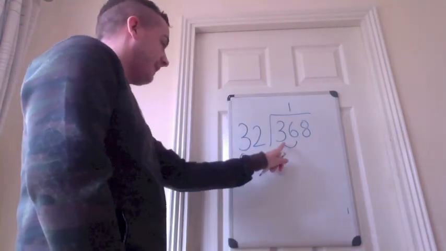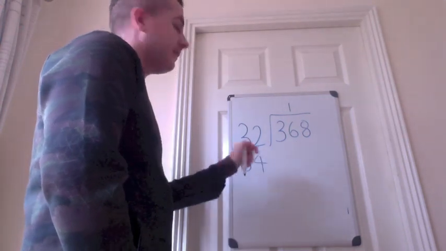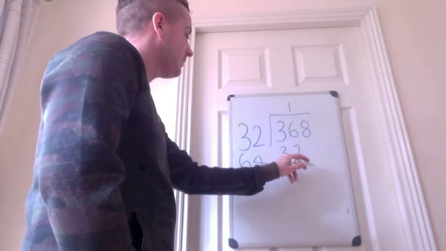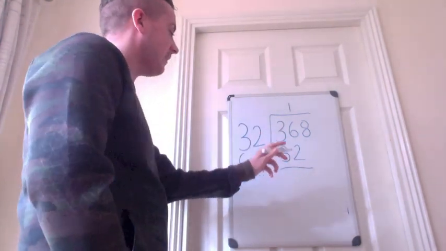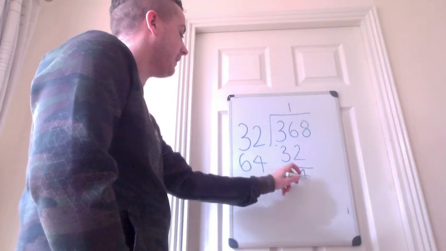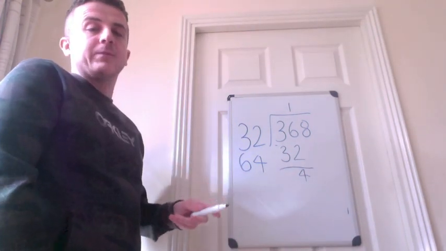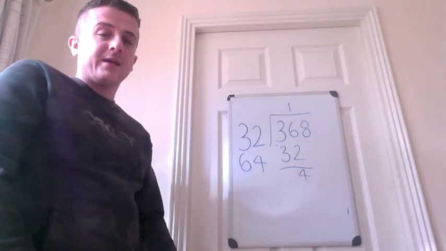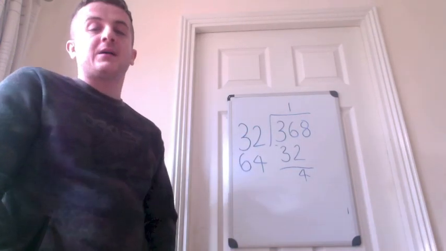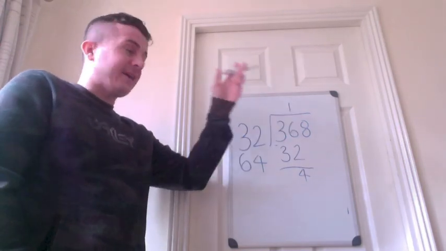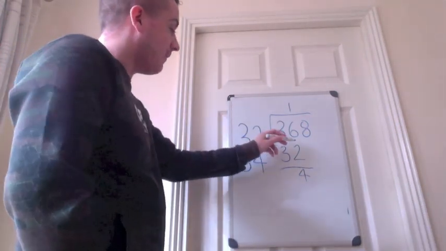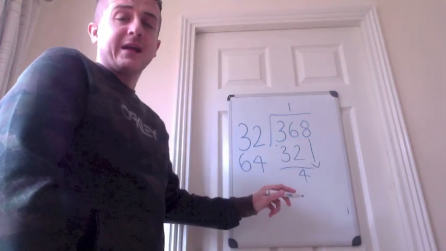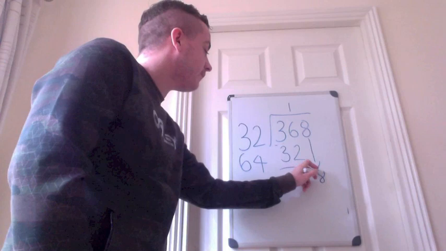With long division now, we then write that 32 underneath the 36 and take it away to give us our remainder, which is 4, nice and easy. Now we need to have a look at how many 32s go into 8, and that's where I really encounter a problem. I can't do that. So what we need to do with this 8 now is bring it down, all the way down to our remainder, and then that gives us a value of 48.